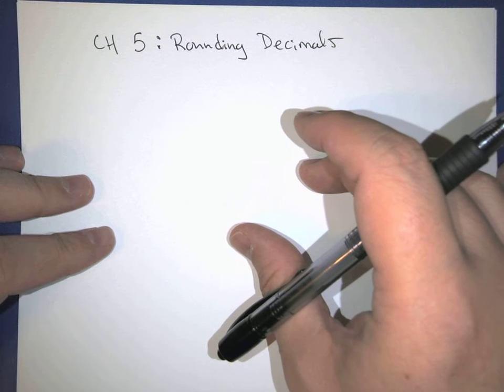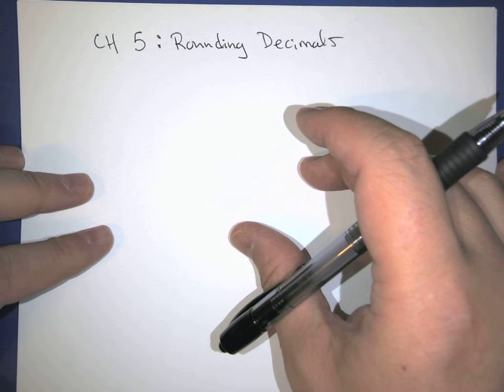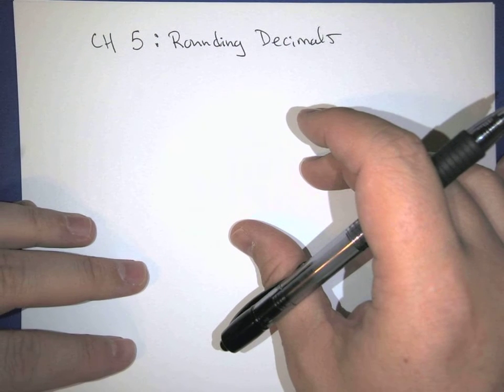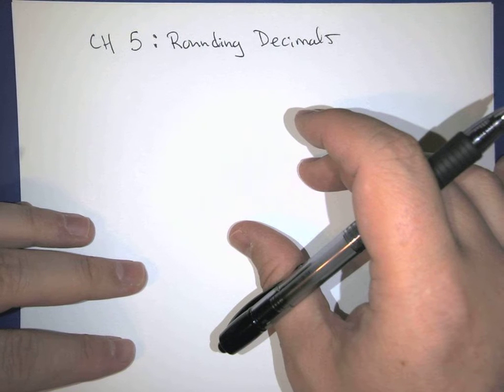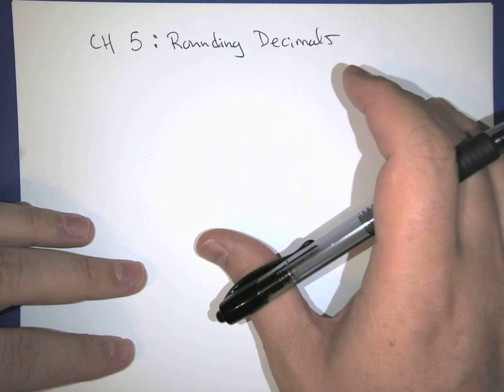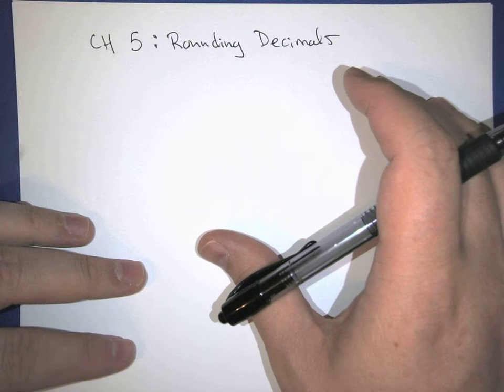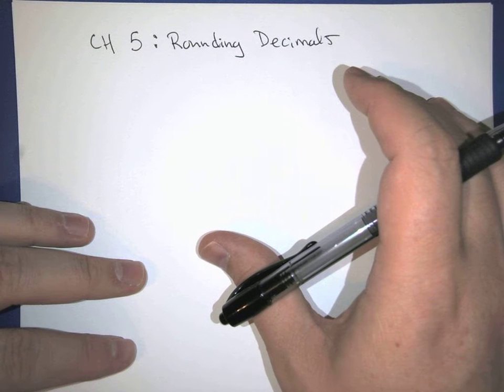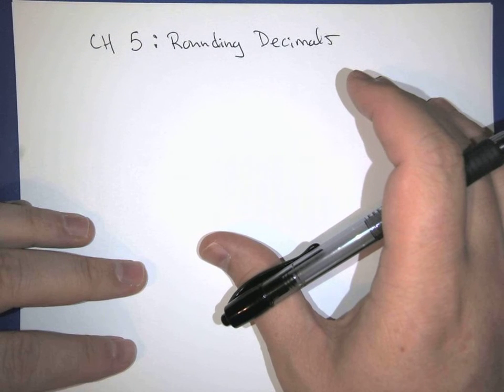It could be for, in a physics class, a significant digits kind of reason where you can only be so accurate. It could just be for practicality's sake. Like I said before, calculators do this automatically sometimes. And so we just need to make sure that we understand the process and we can do it on our own.